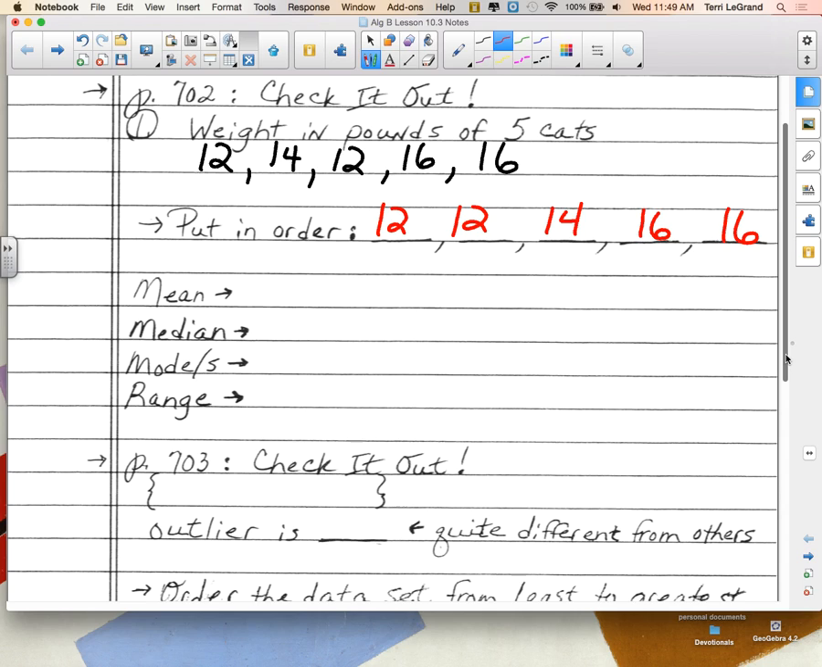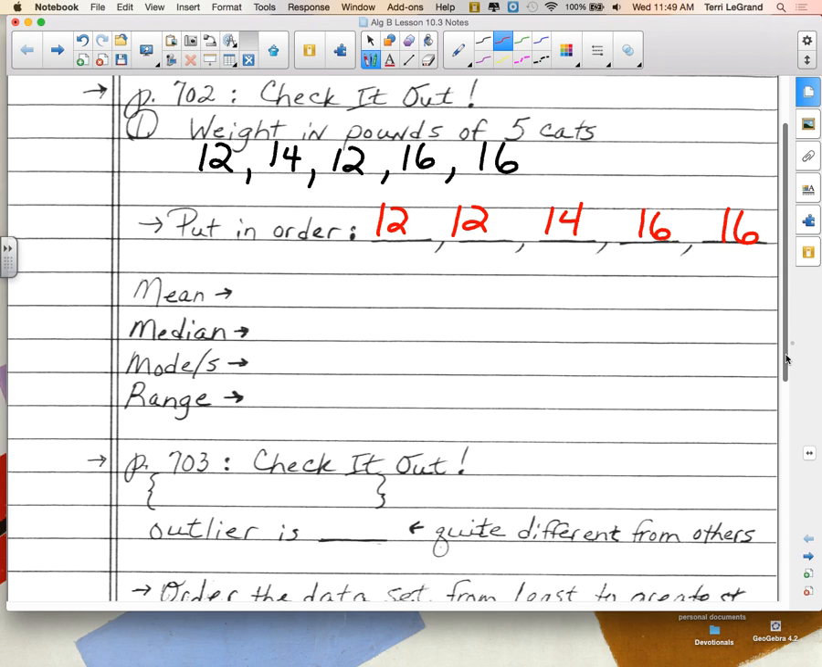You don't have to show me that you're going to add 12 plus 12 plus 14 plus 16 plus 16. You can just do that in your calculator, but before you divide, you're going to show what sum you got. So go ahead, add up those 5 data values. To get the mean, we need a sum of the data values. What is that sum?